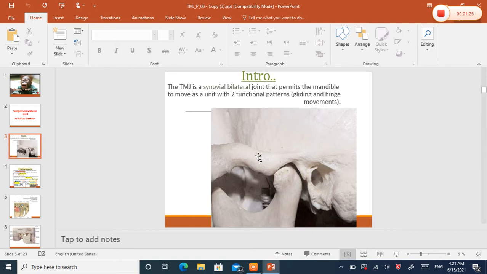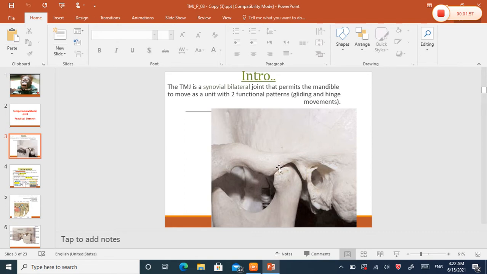The temporomandibular joint consists of bone, ligament, cartilage, synovial membrane and muscles. So we have five components. I repeat: bone, ligament, cartilage, synovial membrane and muscles.